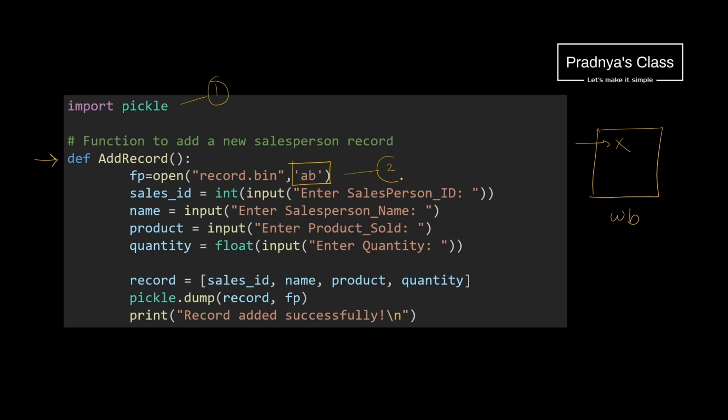In the second step, we will be opening the file using the open function. Here are the details that we are going to take as input. Salesperson name is string, that's why we are not using any function, because by default it will be string. Even product sold is also of string data type and quantity will be of float. Out of that we are going to create one list and that list will get dumped into the file using the dump function. In the exam you need not call the function, but if you want to practice it you must call it, then only it will get executed.